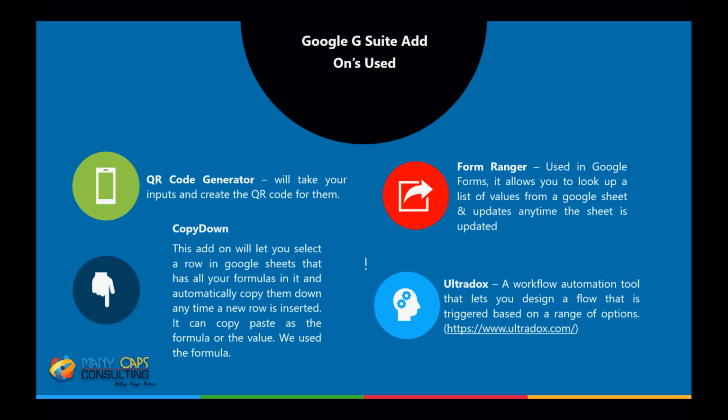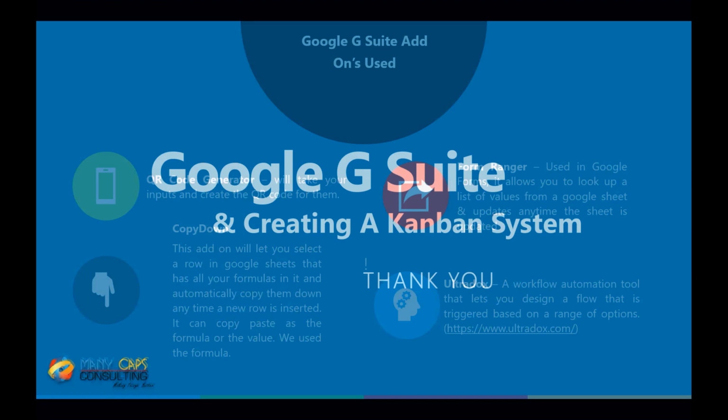So we've got a QR code generator in the system as well, which I'll show you, which is really good. Copy down is an add-in for G Suite which, do you know what, is one of the most fantastic things in the world. Again, you could possibly do it in Excel, probably have to use a macro, but if you've got a formula in a row, that becomes your reference row. And as you're adding more data through a form, it will just copy down all your formulas for you. And then Form Ranger does all the lookups and all that sort of stuff. So that's all the building blocks that we used for doing that.